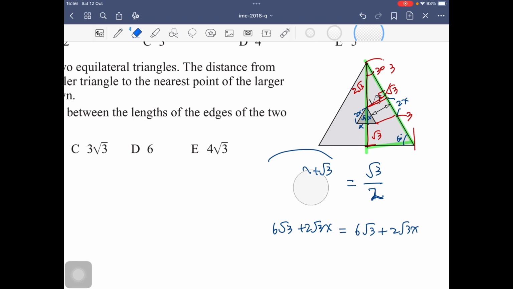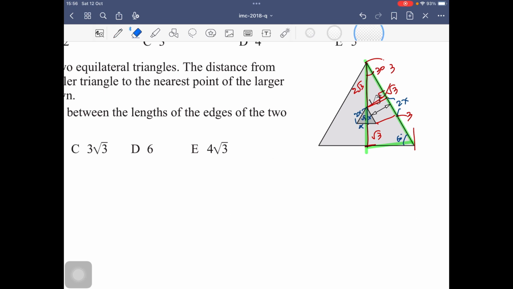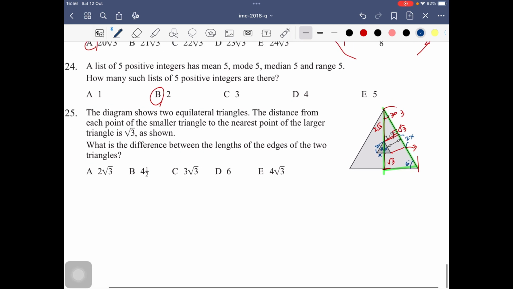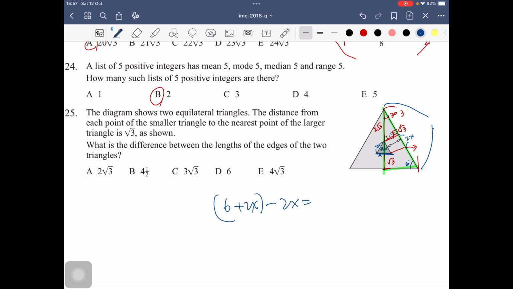Okay, then if this doesn't work, we will do another one. So what is the question? Okay, actually we've solved it. The difference between the lengths of the edges of the two triangles. So the larger triangle's edge is 6 plus 2x minus the smaller edge, which is 2x. So this is a 6.